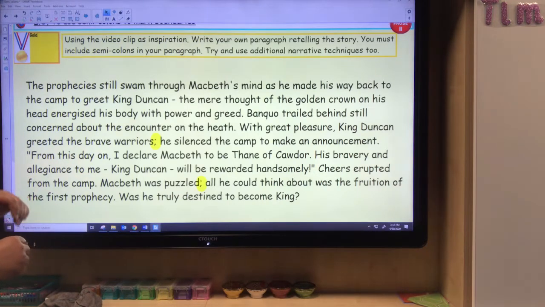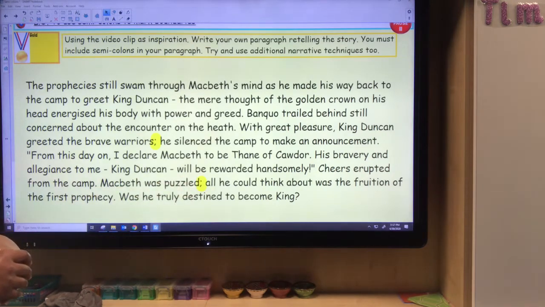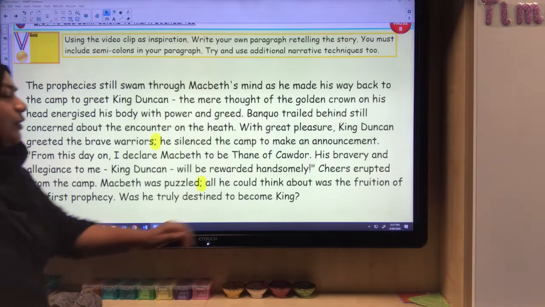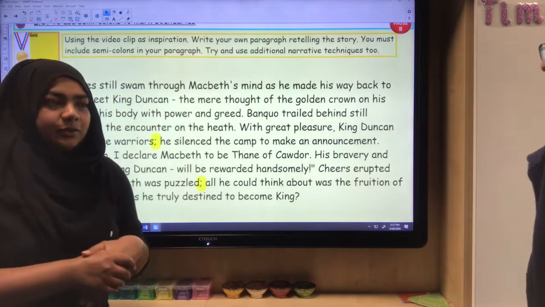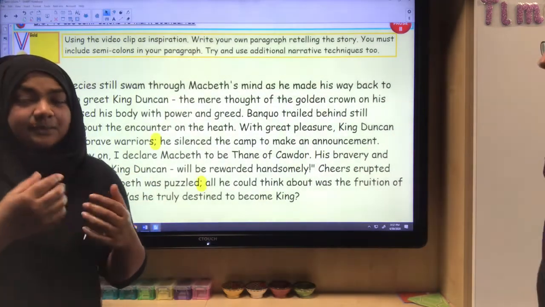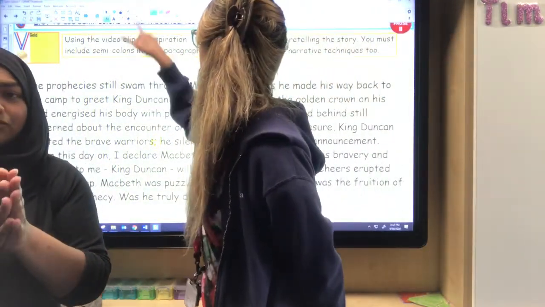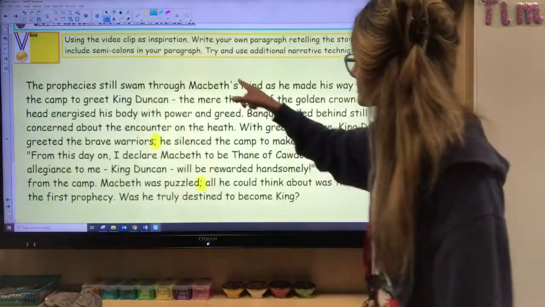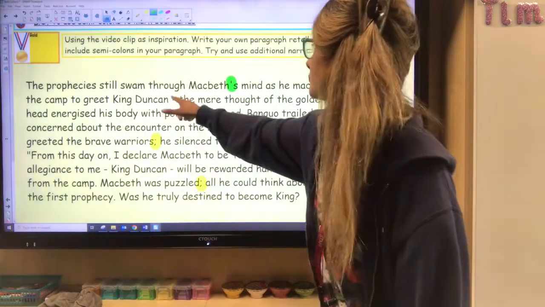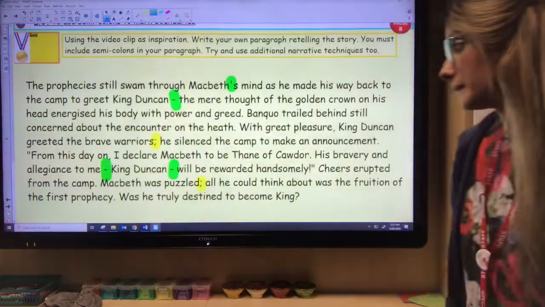Cheers erupted from the camp. Macbeth was puzzled; we could have 'and'. All he could think about was the fruition of the first prophecy. Was he truly destined to become king? And we've got a rhetorical question there. So not only have I used semicolons, I've also used lots of other narrative techniques, and those of you who are really aiming for greater depth should be trying to do that yourself. Also, you've got apostrophes for possession here, a dash here for extra information, and a dash here for parenthesis.